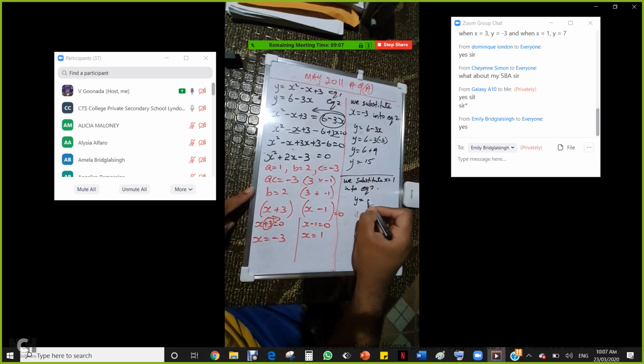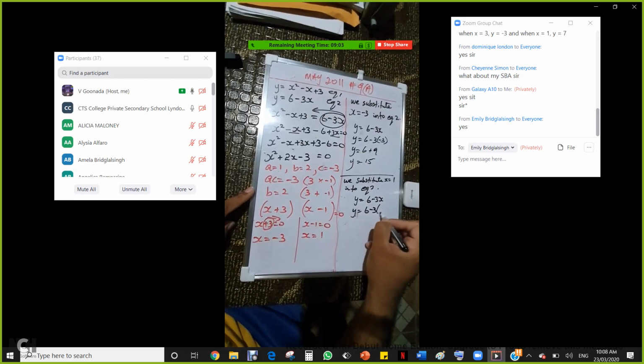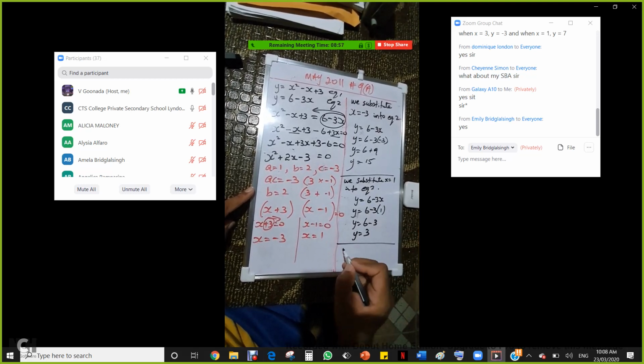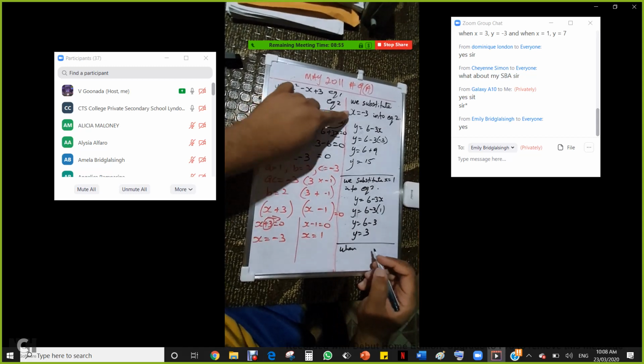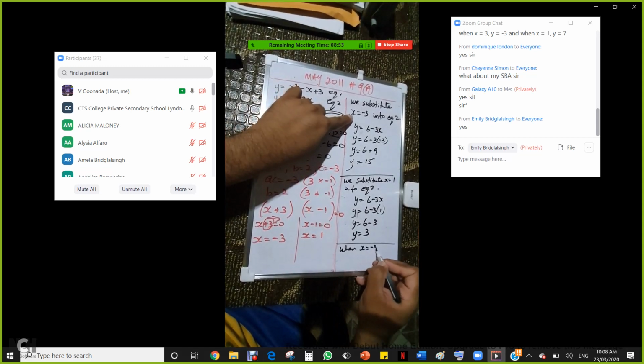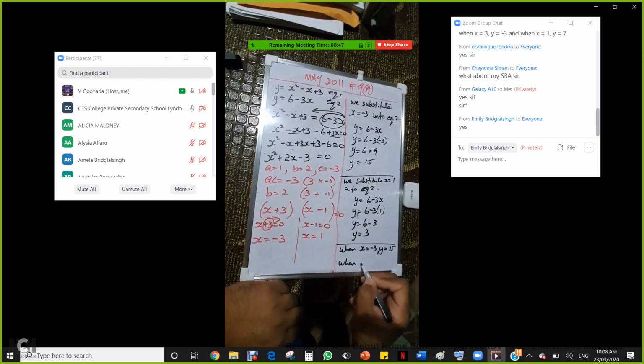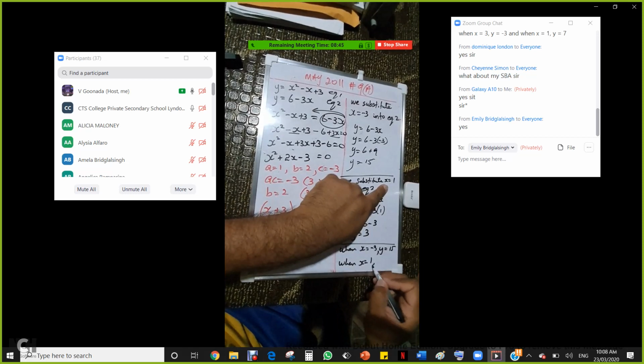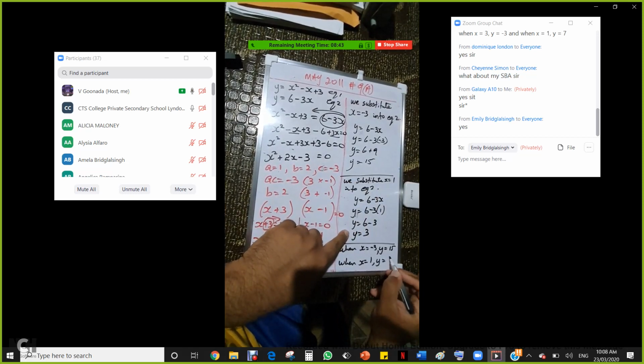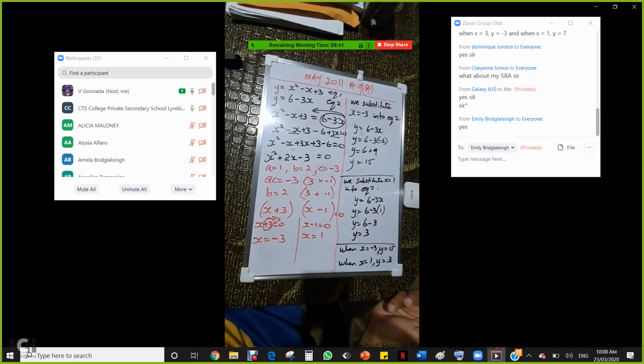So y is equal to 6 minus 3x. Y is equal to 6 minus 3 into 1. Y is equal to 6 minus 3 by 1 is 3. Y is equal to 3. So our solution, when x equals negative 3, y equals 15, and when x equals 1, y is equal to 3. So that's it. So let's look at the other question now.